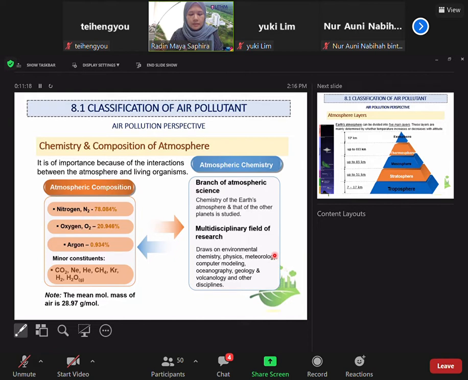So actually they have instruments to measure the polluted countries in the world by using certain IoT and also big data. I don't know how they measure.